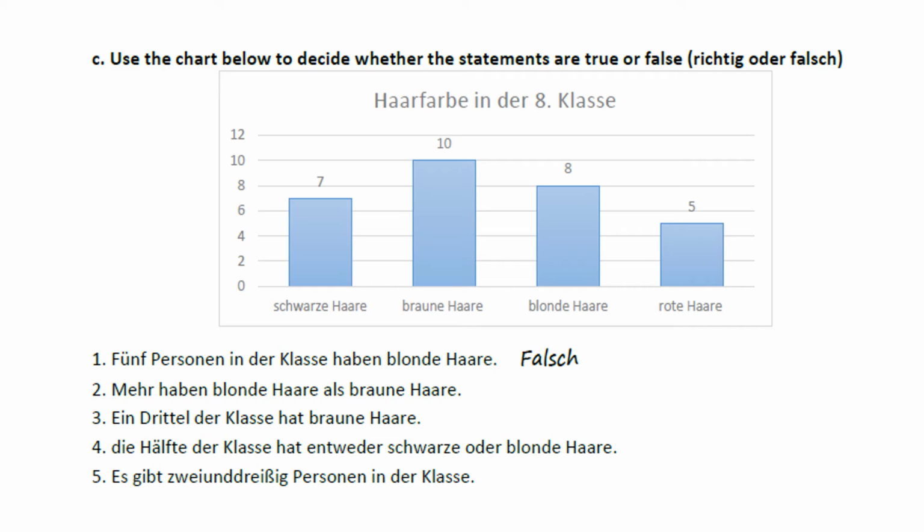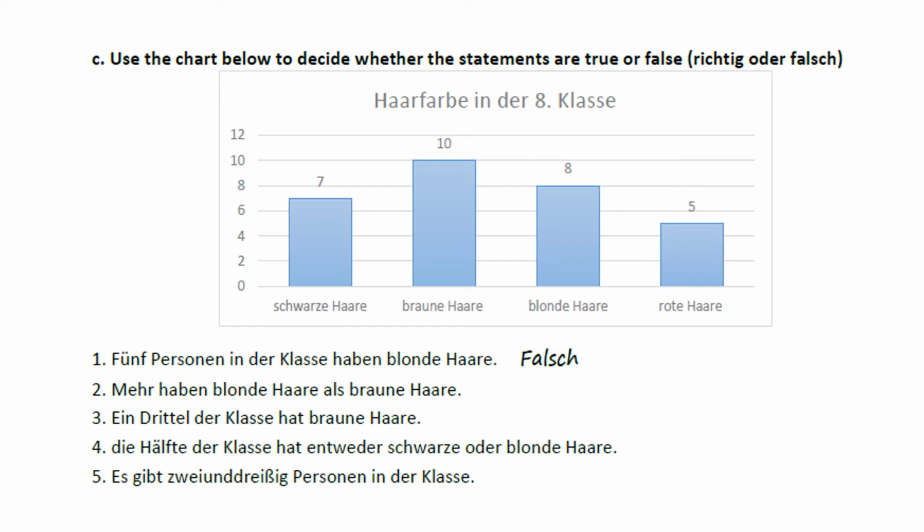The first one says, 5 Personen in der Klasse haben blonde Haare. Now that's been done for you. But if we look at the translation, 5 Personen is 5 people. In der Klasse is in the class. Haben is have. Blonde Haare. So 5 people in the class have blonde hair. If we have a look at the chart, that's falsch. That's incorrect there because it's actually 8 Personen.